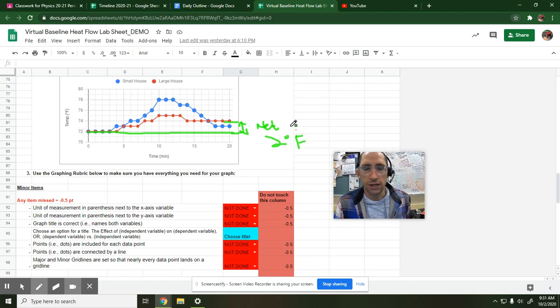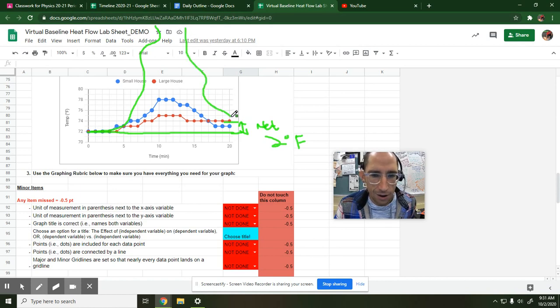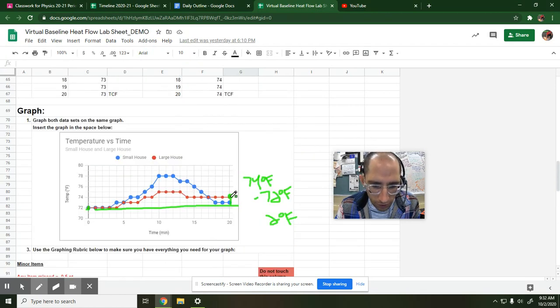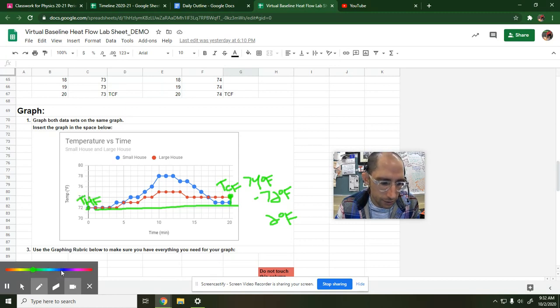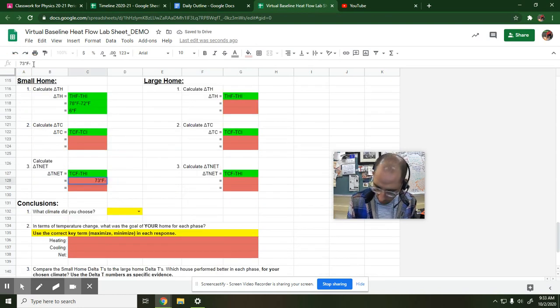If a house starts at 72, goes up to 1 trillion degrees, and then comes back down to 72, the net is 0. And this temperature here, the very last temperature, remember, is the final cooling temperature, TCF. And the very first temperature is the very first heating temperature, THI. So it's TCF minus THI. Snag-a-lag minus 72.